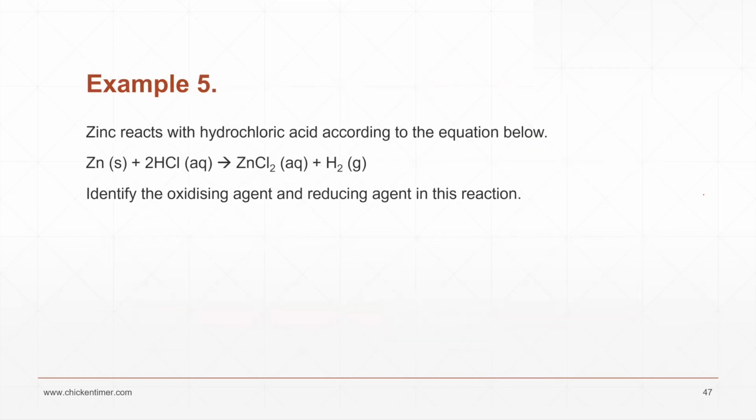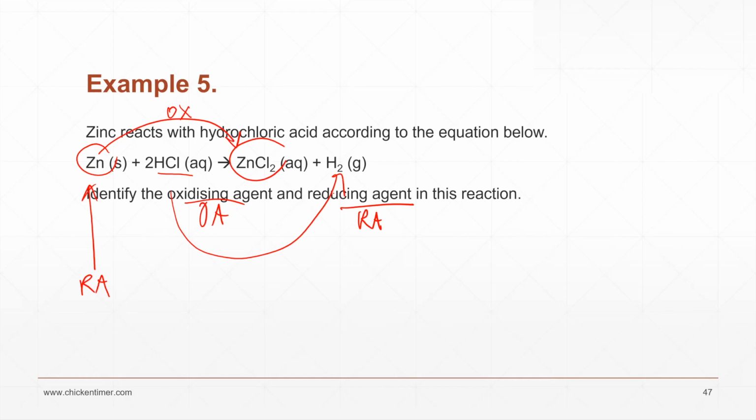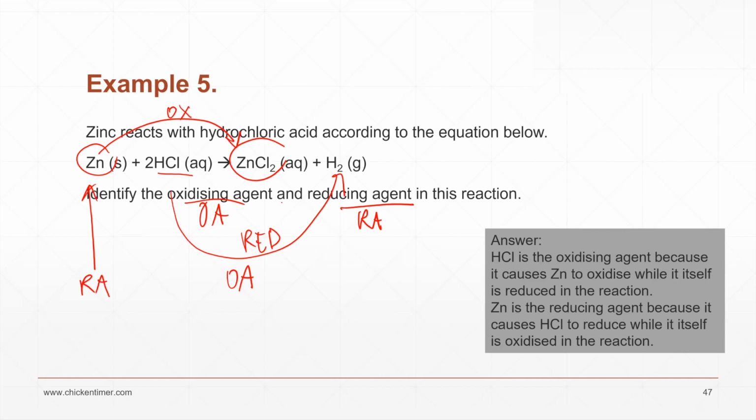Then we have this example. Down here, we are supposed to identify the oxidizing agent and the reducing agent. So we look at zinc and zinc chloride. The zinc is plus, so it's oxidized. So it's the reducing agent. And then the hydrogen is the oxidizing agent. So HCl is the oxidizing agent.